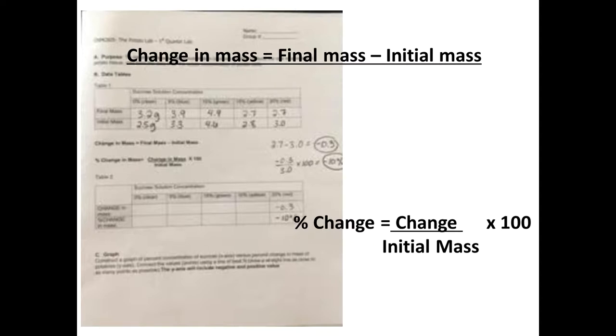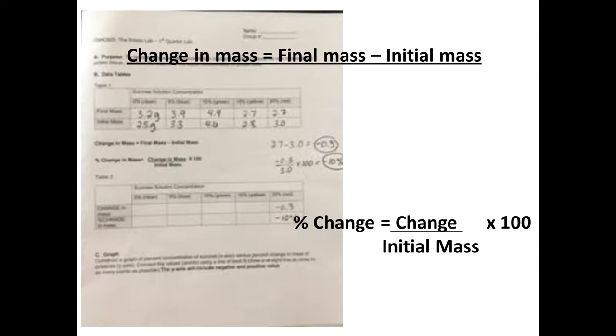If the change in mass is negative, that means it had a negative change. That means it got smaller. If the change is positive, that means it got larger. So you do need to keep the negative sign if it's negative. Okay, so you're going to go through for each of these. I'd do 3.2 minus 2.5 equals, and I'd write that right here for my change in mass. Okay, so go ahead and pause the video, and you're going to do that math all the way across. Change in mass equals final mass minus initial mass.